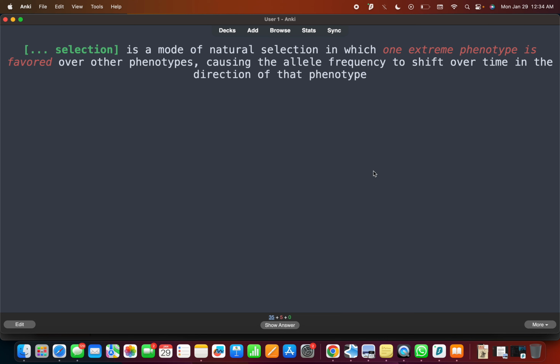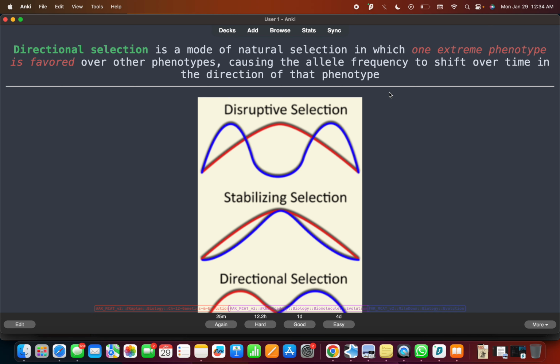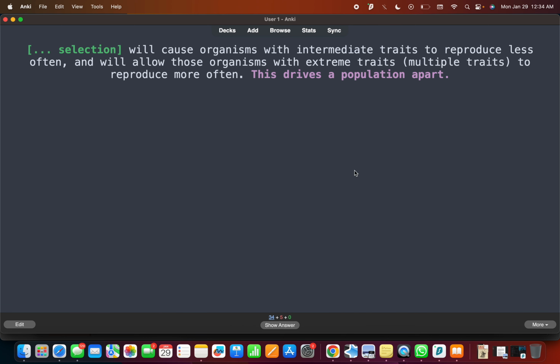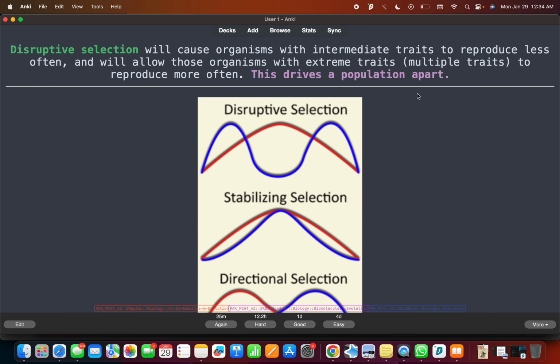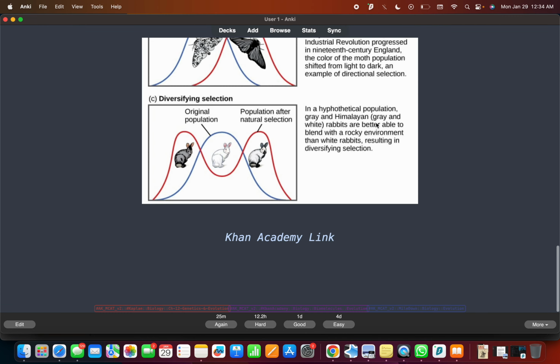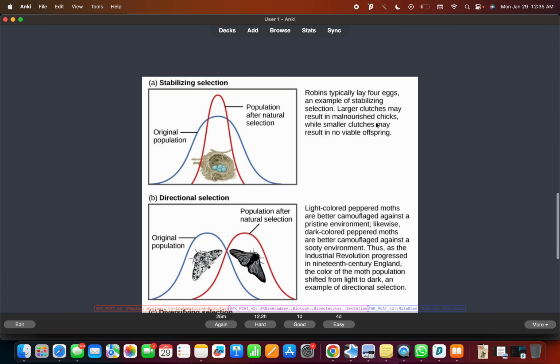What selection is a mode of natural selection in which one extreme phenotype is favored over other phenotypes, causing the allele frequency to shift over time in the direction of that phenotype? This is directional selection. What selection will cause organisms with intermediate traits to reproduce less often, and will allow those organisms with extreme traits, this is multiple traits, to reproduce more often? This drives the population apart. Disruptive or diversifying selection.